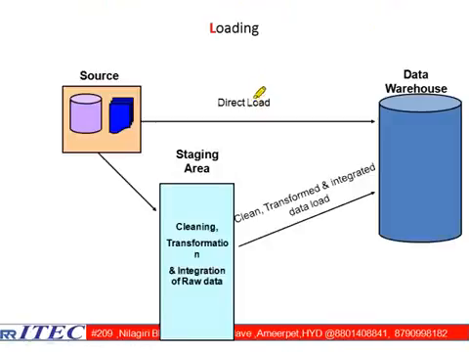Now, loading. What do you mean by loading? We can load directly from source to target. That is one way, a direct load. The second way is source to staging area to data warehouse. In the staging area, we clean the data. Whatever unwanted data is available, we clean it. Then we transform the data and integrate the data. These are the activities we do. Then we load the data into the data warehouse.